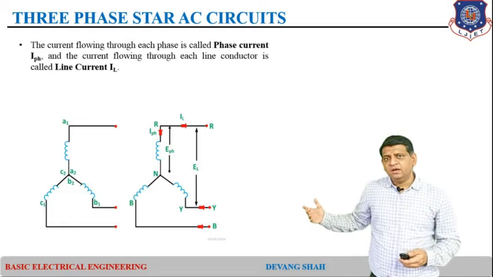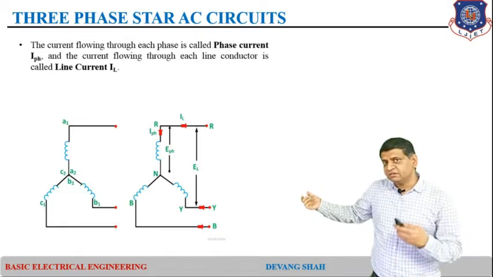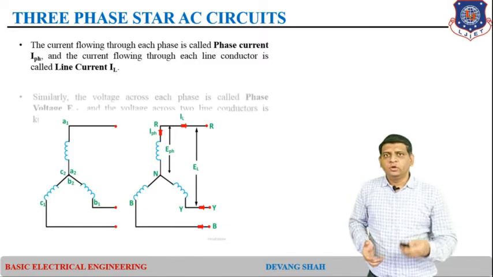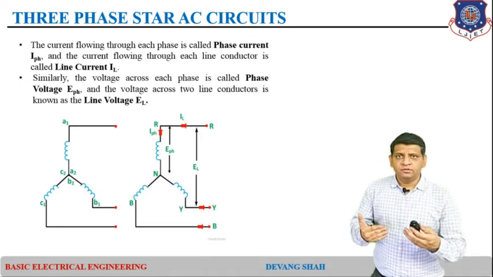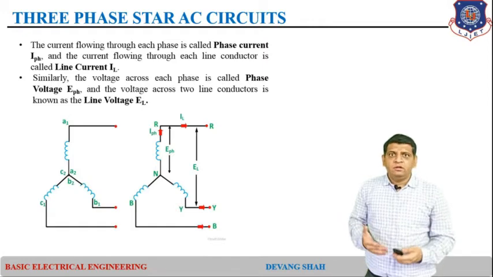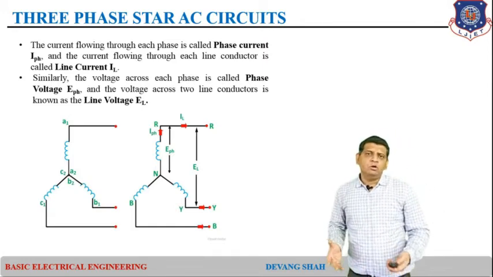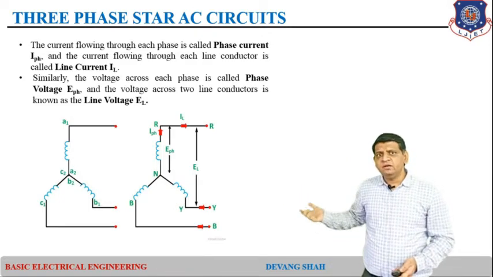Here you can see IPH is the current flowing through the phase, which is the red phase, and IL is the current flowing through the line. In the same way for voltages, the voltage across each phase is the phase voltage EPH, and the voltage across two lines is the line voltage EL or VL. So IPH, IL, and likewise here EPH and EL.